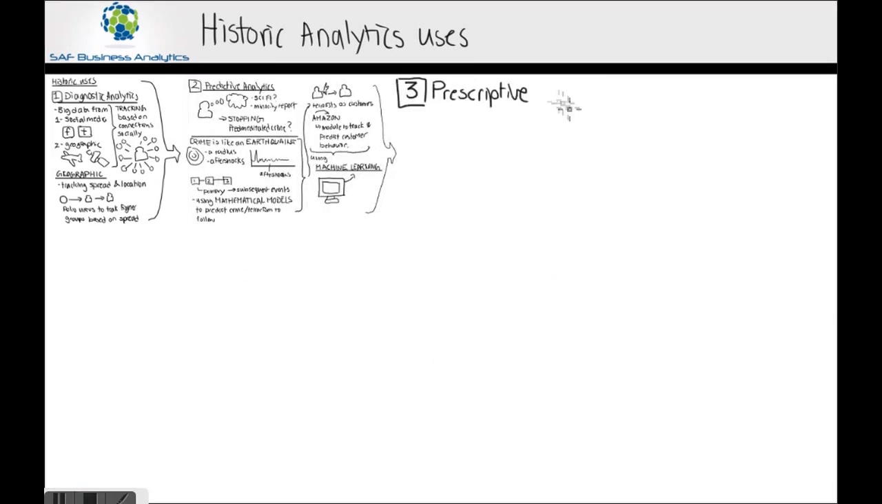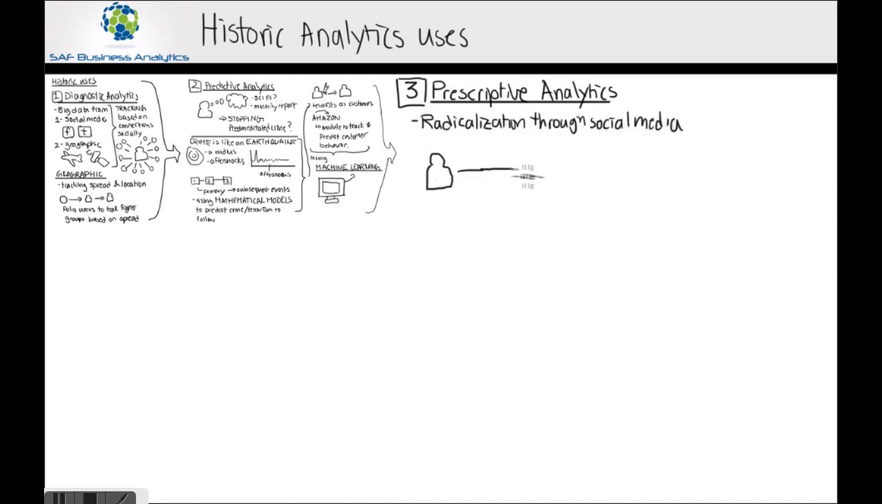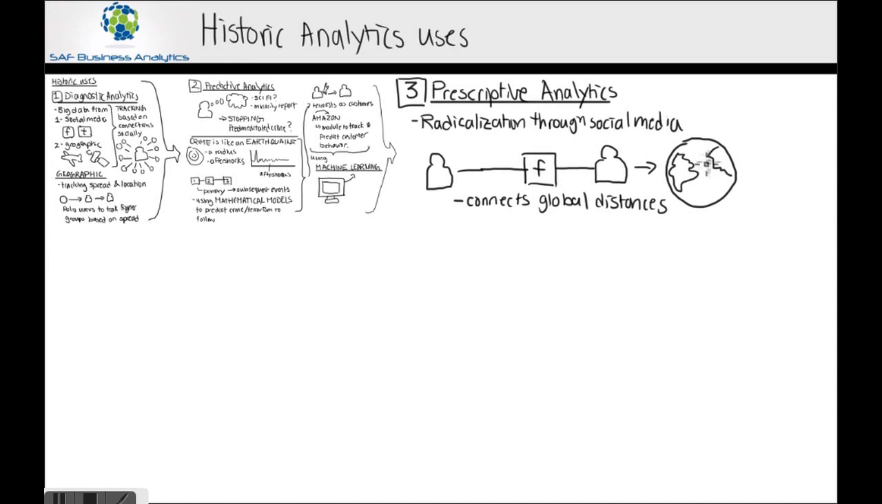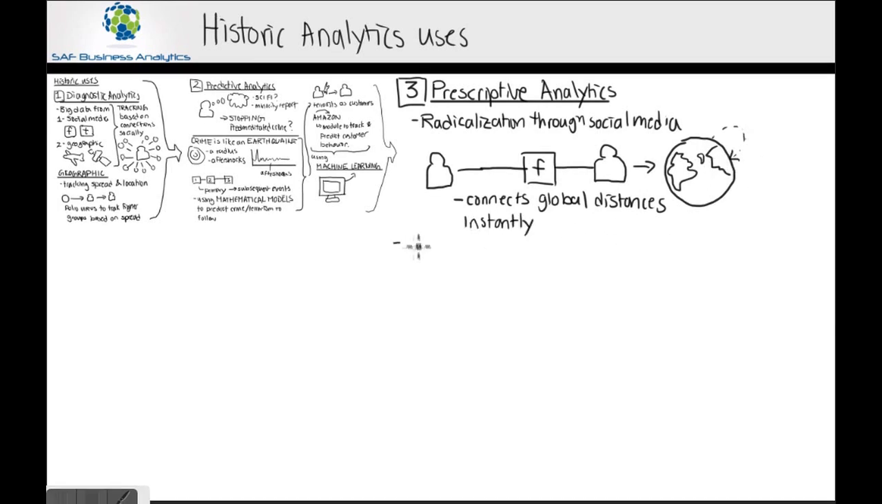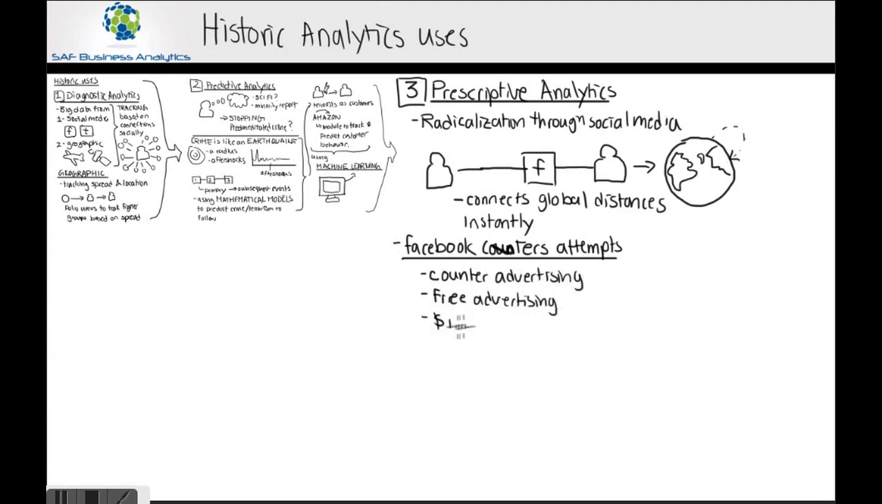Lastly, there's prescriptive analytics, using analytics to push a desired outcome. Radicalization of North Americans occurs through social media as it mitigates distance. Terror organizations have been using social media extensively to radicalize individuals. Facebook has been trying to release content and ads to counter these attempts. They are offering $1,000 in advertising and free advertising for groups wishing to counter terrorism on social media.